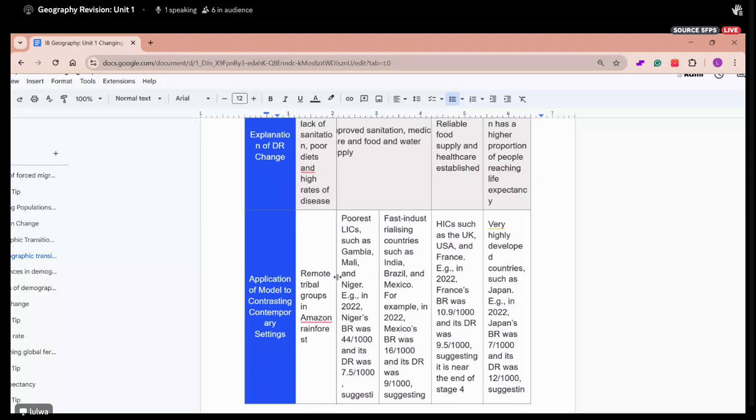However, first, here you can see that, for example, remote tribal groups in the Amazon rainforest would fall in category 1. Poor LIC countries such as Namibia, Mali, and Niger would be in number 2 because they have really high birth rates and very unstable death rates. You have fast industrializing countries such as India, Brazil, and Mexico in the 3rd category. You have HICs in the 4th, and you have very highly developed countries such as Japan, who are experiencing a trend of aging population, in category 5.